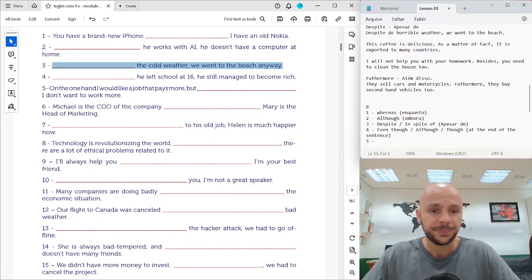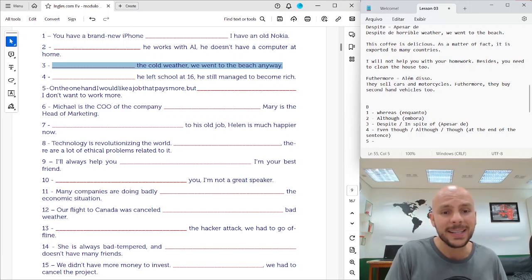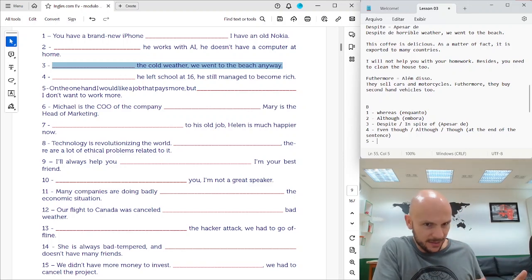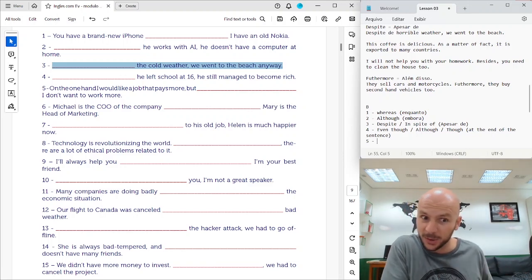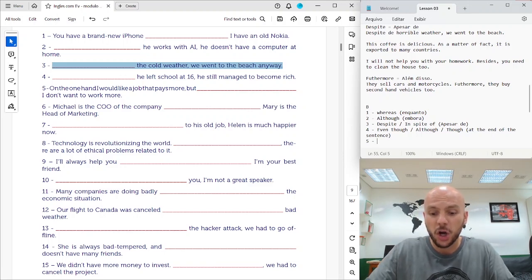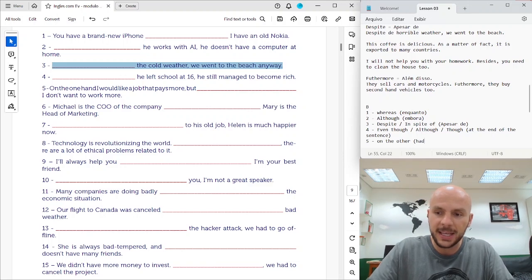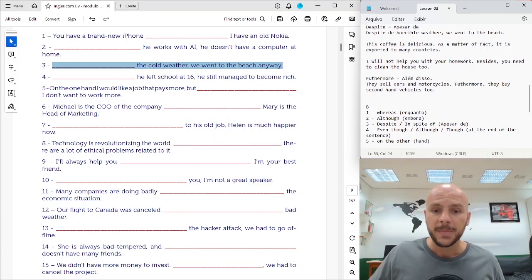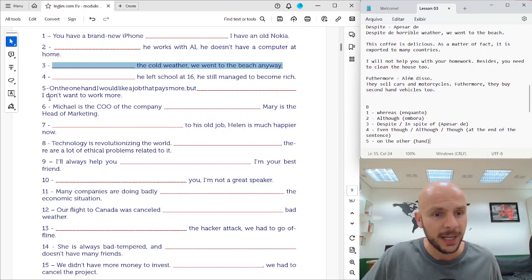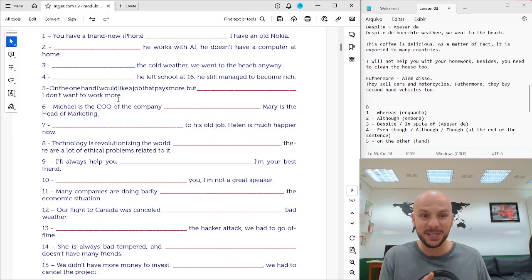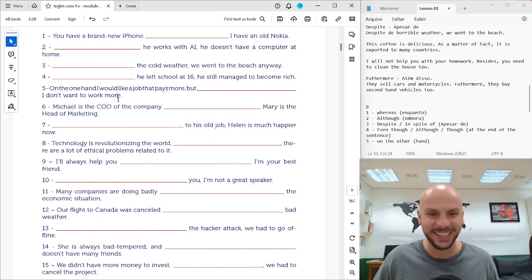5. On the one hand, I would like a job that pays more. On the one hand, por um lado, on the one hand, I would like a job that pays more, but on the other, and hand here is optional, if you want to say on the other hand or on the other, I don't want to work more. Everybody wants a job that pays more, but nobody wants to work more, right?